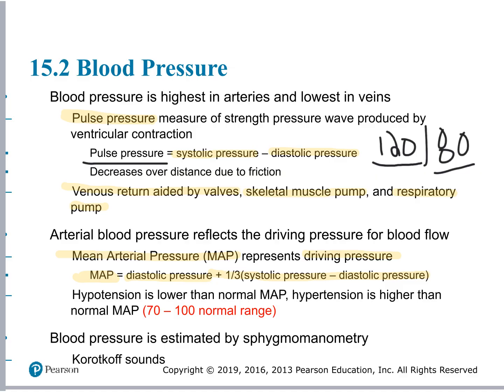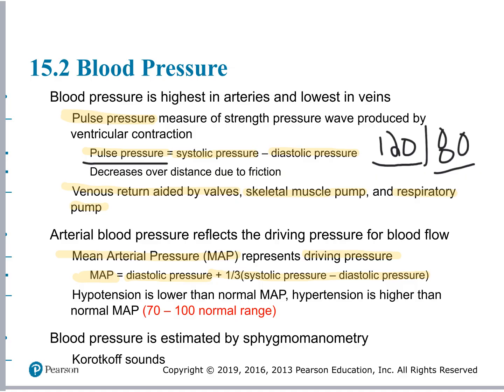So if I ask you, what is the mean arterial pressure of a patient that has a blood pressure of 120 over 80, we've already found the pulse pressure earlier. So you take the diastolic pressure 80 and you add 1/3 of the pulse pressure, which is about 13 1/3. It gives you a mean arterial pressure of 93 or thereabouts.